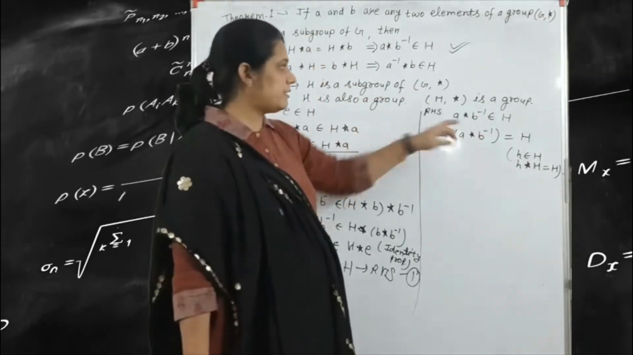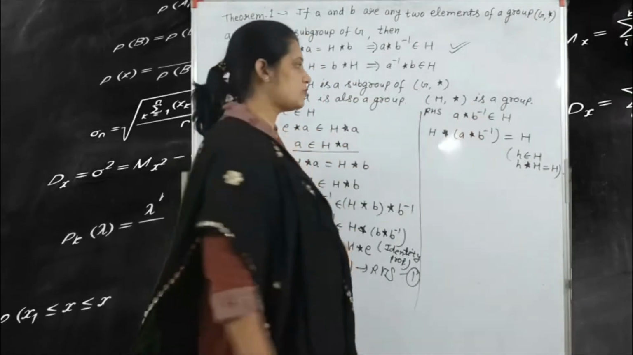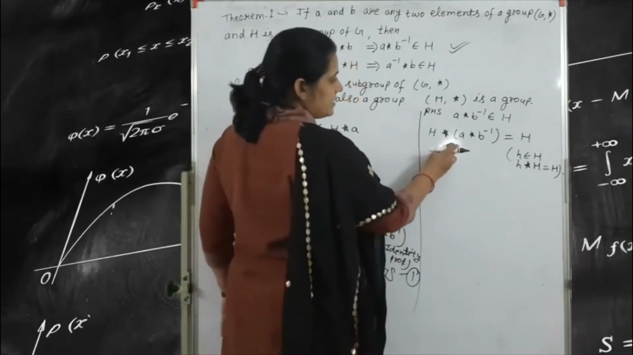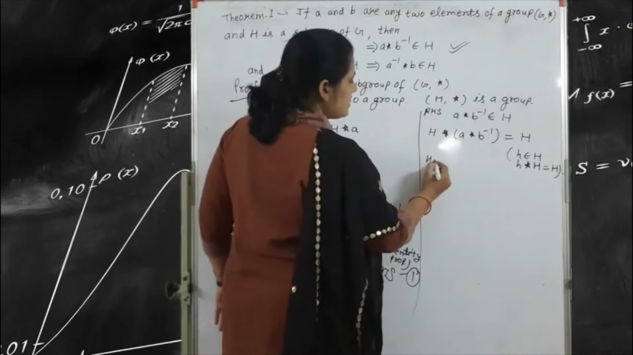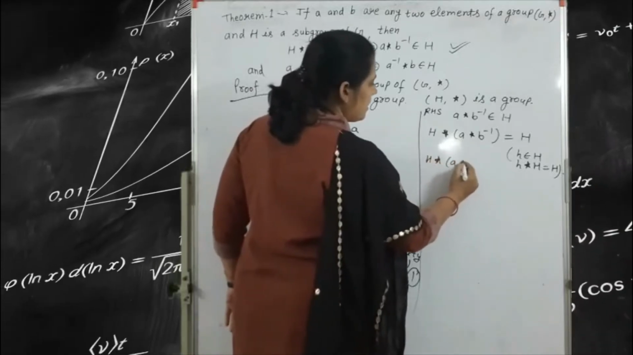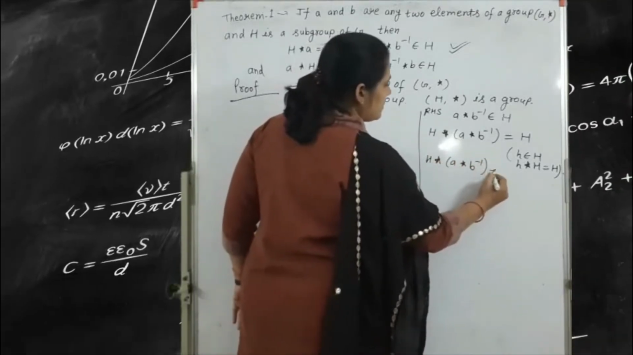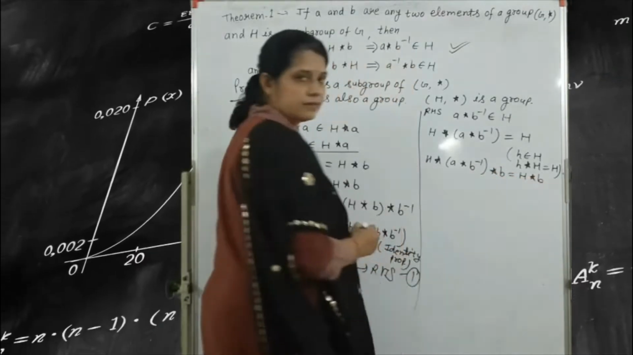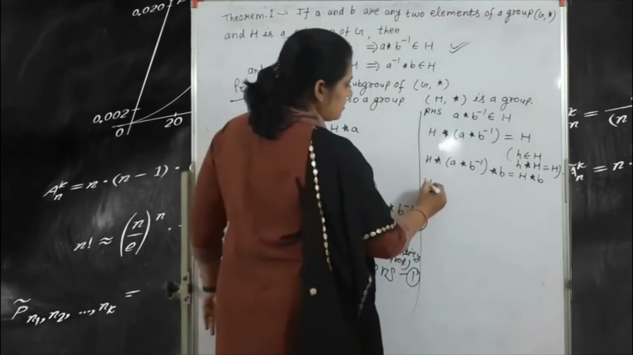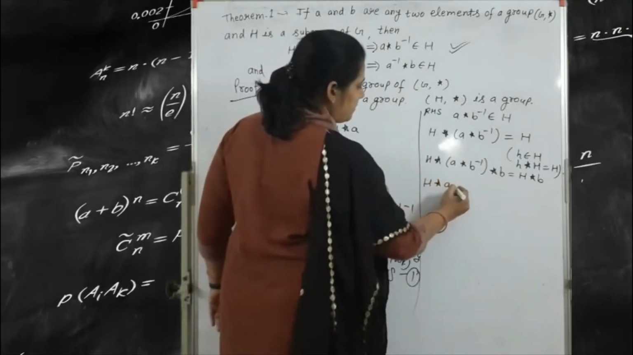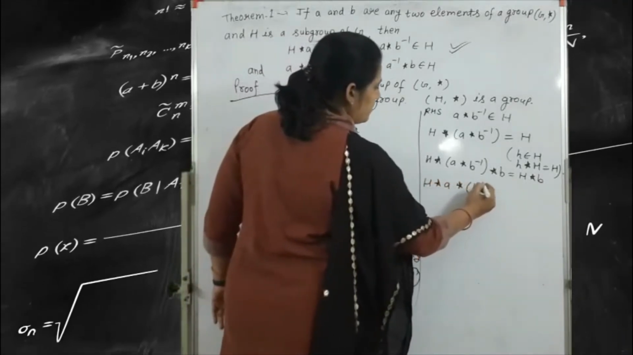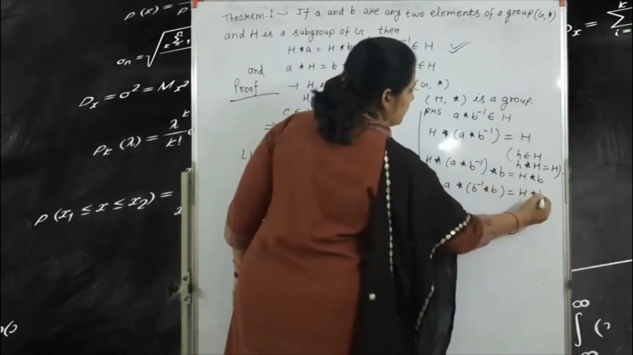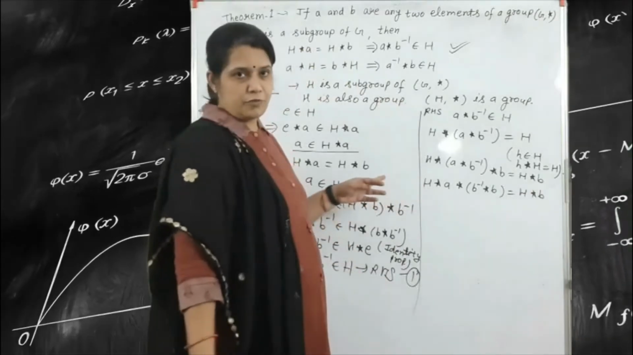We have already taken here A star B inverse belongs to H, so we write it this side. According to H star A, we get H star A star B inverse. If we write here star B, so here we write H star B. Got it? So the next one is H star A star B inverse star B is equal to H star B, by the associative property.